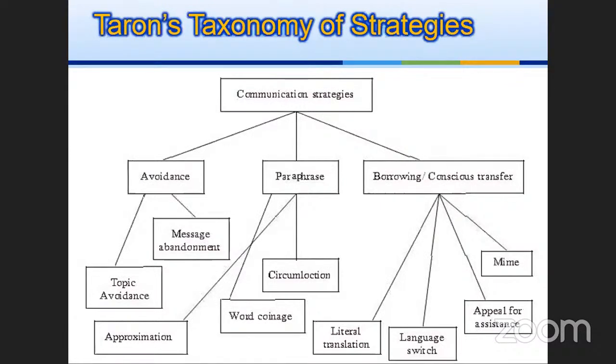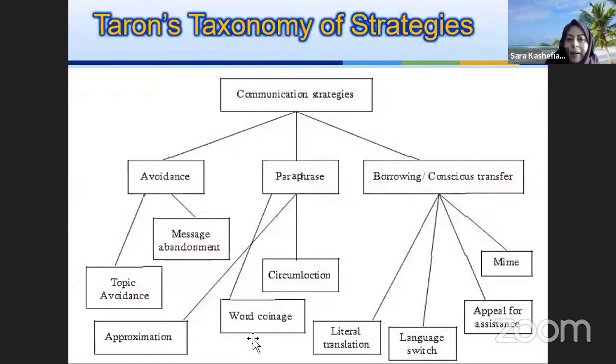Paraphrase is divided into approximation, word coinage, and circumlocution. For example, for approximation, which is the first one, the learner makes use of a single target language vocabulary item or structure, which the learner knows that it is not correct, but which shares enough semantic features in common with the desired item to satisfy the speaker. For example, he wants to say water pipe, but he doesn't know the item. So instead of water pipe, he says pipe. So pipe is used instead of water pipe.